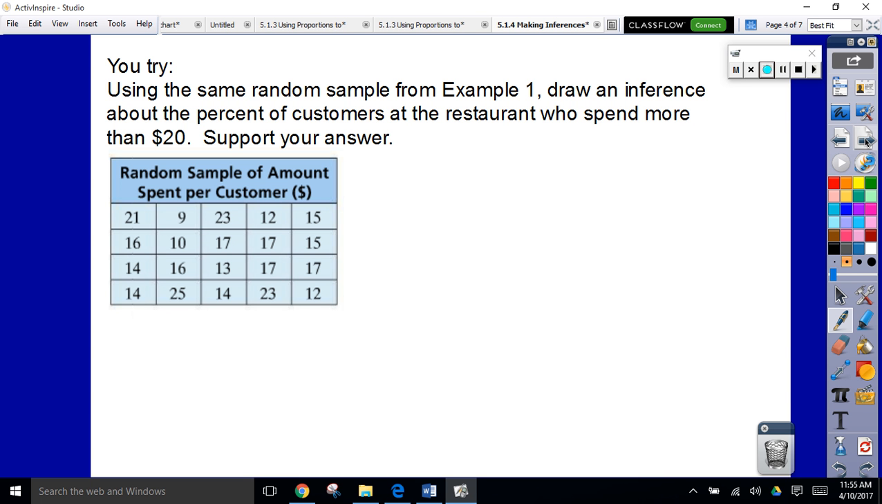I would figure out, well, how many customers spend more than $20? So I would circle them. There's 1, 2, 3, 4. Did I get them all? Okay, so there's 4 who spent more than $20 out of a sample of 20. So 4 out of 20 equals what percent? So x over 100. Nathan? 20%. x is 20%.